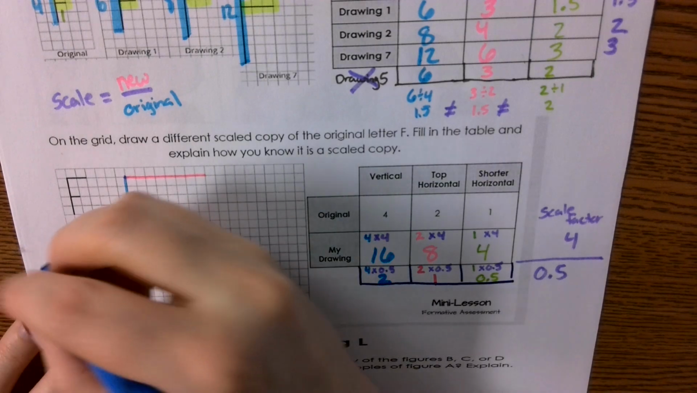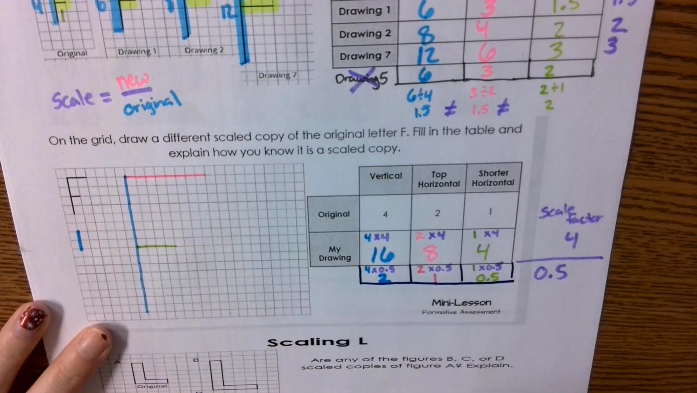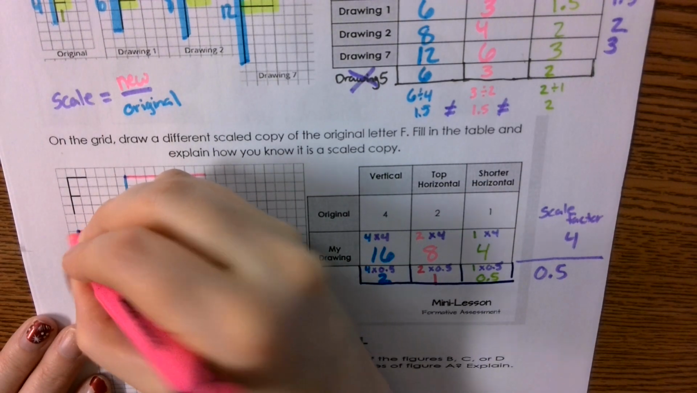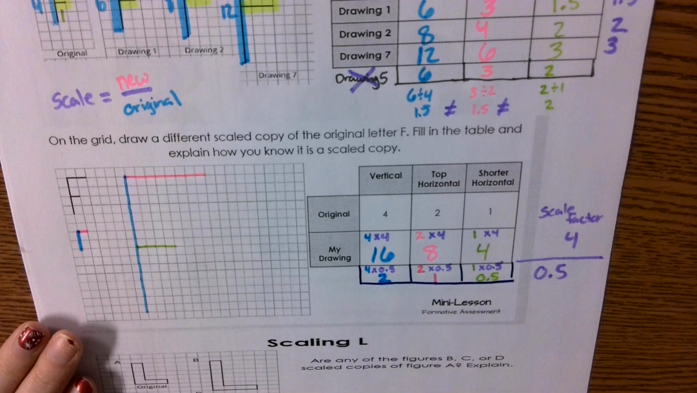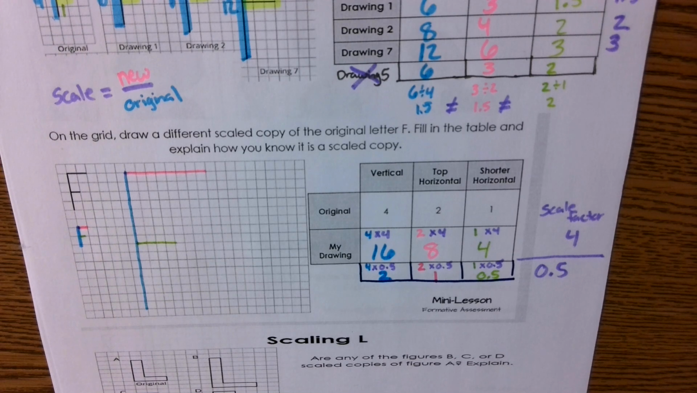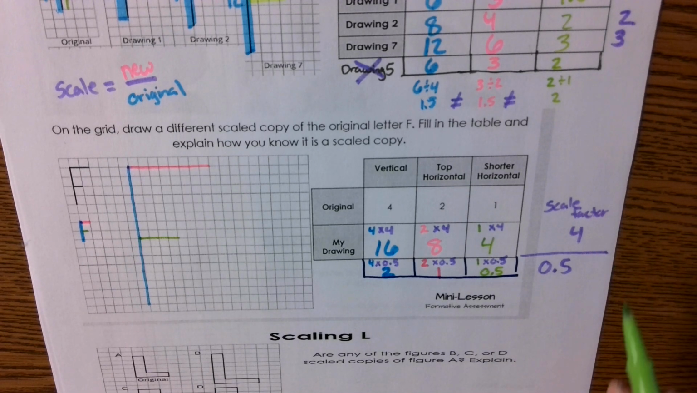So again, I have a height of 2, and I'll just do it right below it. A height of 2, a vertical line that is just 1, and then a horizontal line that is just a half. And there's a smaller scaled replica of my original. Okay, so scale factors that are bigger than 1 will enlarge your item. Scale factors that are smaller than 1 will shrink your item.